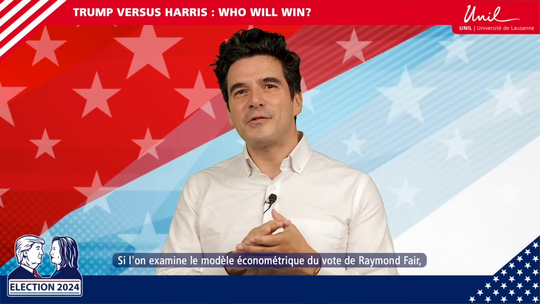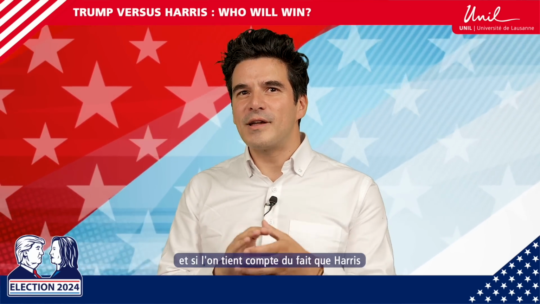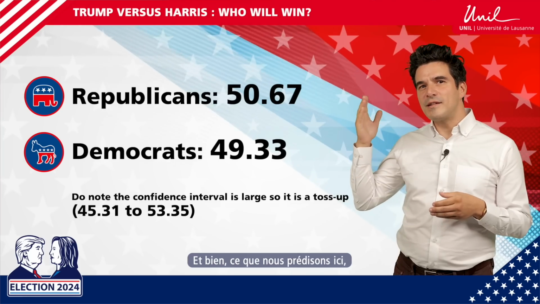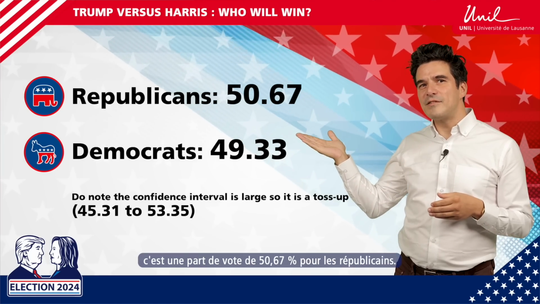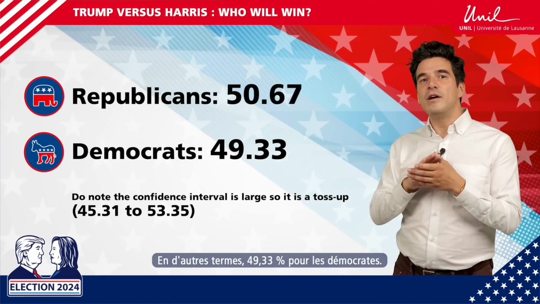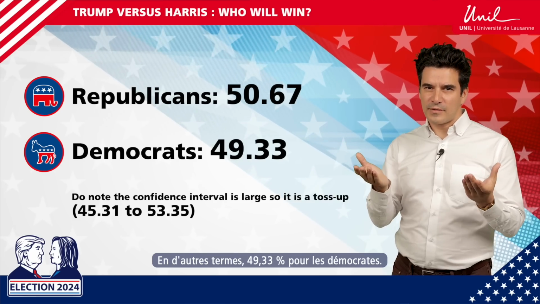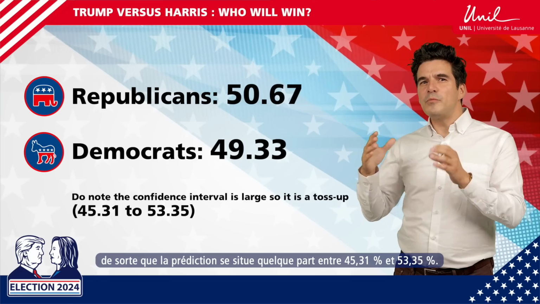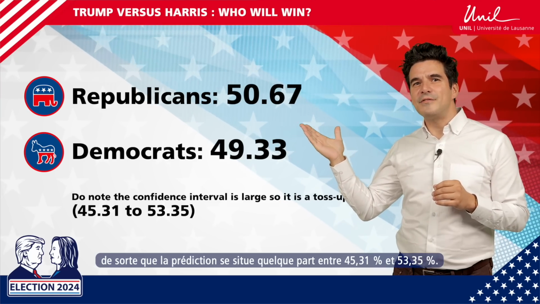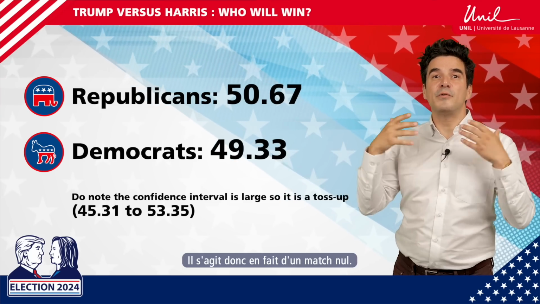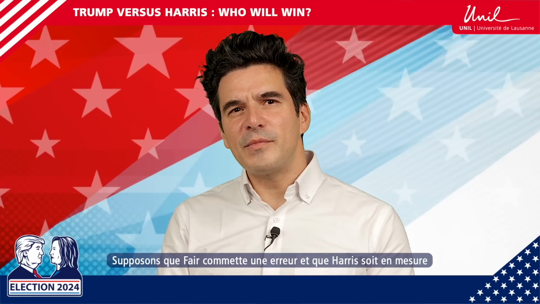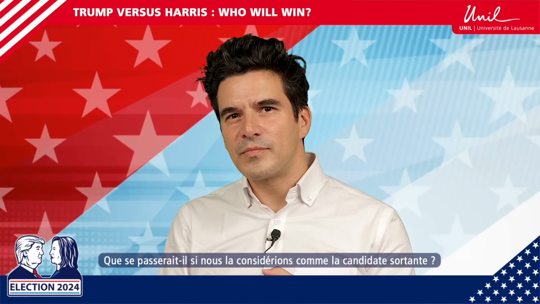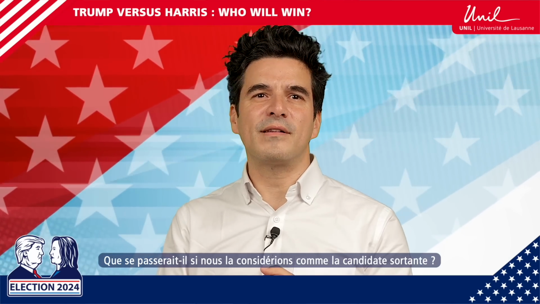Looking at the econometric model of voting of Raymond Fair and taking into account that Harris is not considered as the incumbent here, what does this model predict? Well, what we predict here is a 50.67% vote share for Republicans. In other words, 49.33% for Democrats. Note, however, that the confidence interval is quite large, so the prediction falls somewhere in between 45.31% and 53.35%. So actually what we have here is a toss-up. Let's assume Fair is making a mistake and that Harris is actually able to leverage the incumbency advantage. What would happen if we would consider her as being the incumbent?